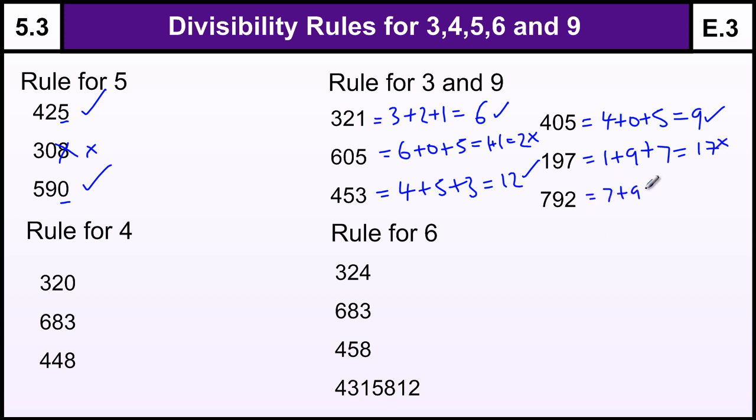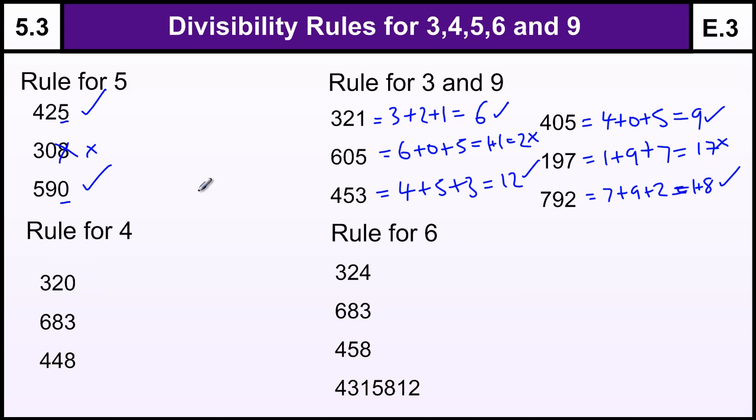7 plus 9 plus 2, 7 plus 9 is 16, plus 2 is 18. Okay, I know 18 is in the 9 times table, or I could add the 1 and the 8 to get 9, and that's also in the 9 times table.